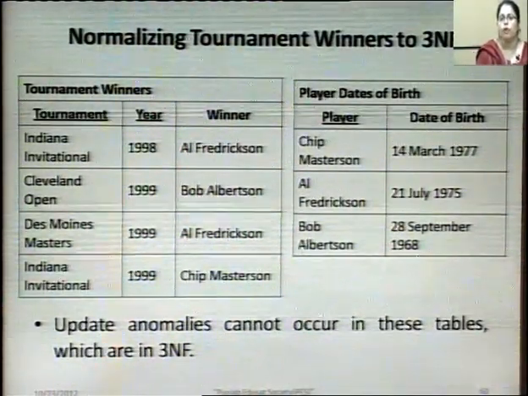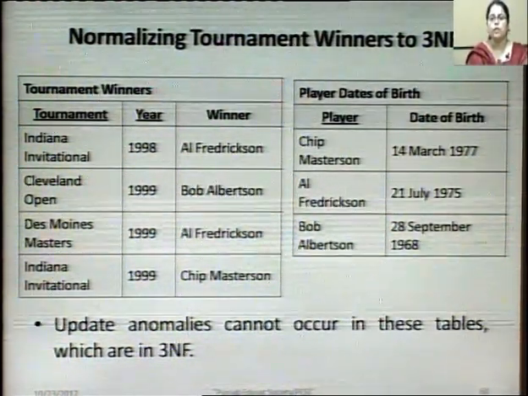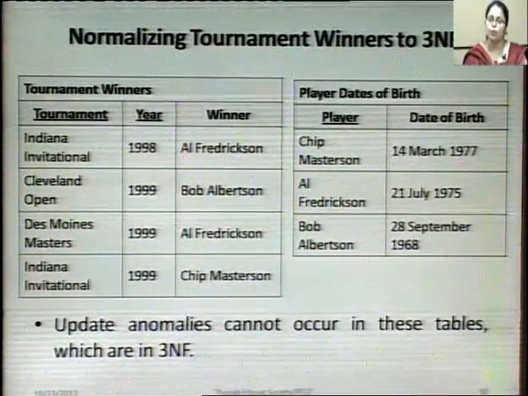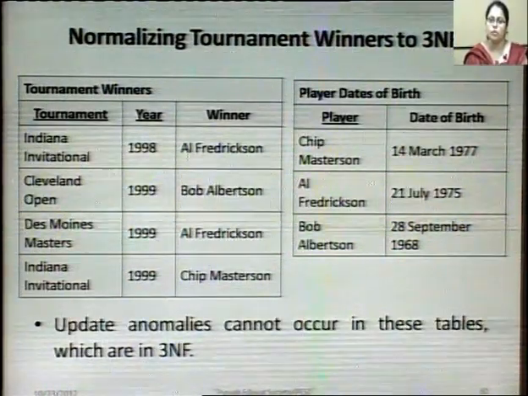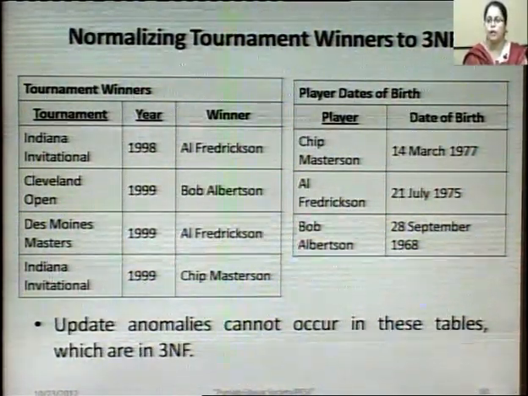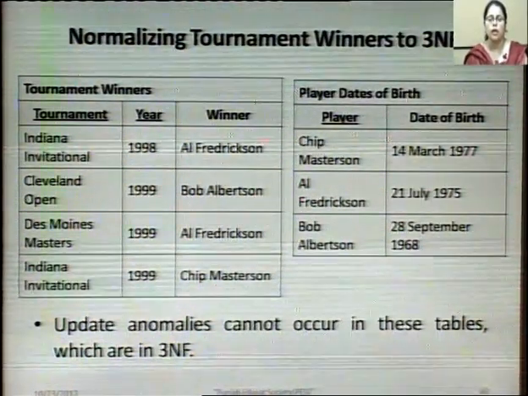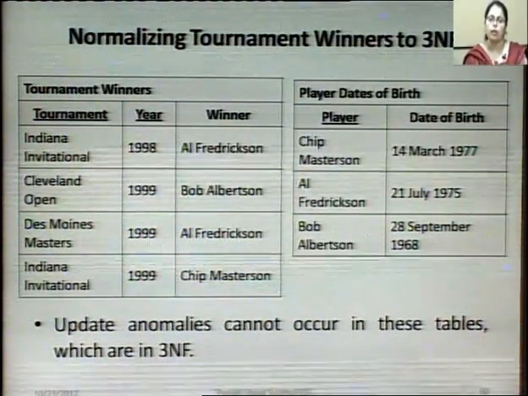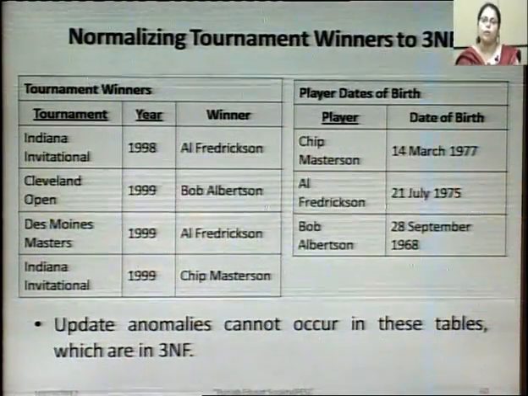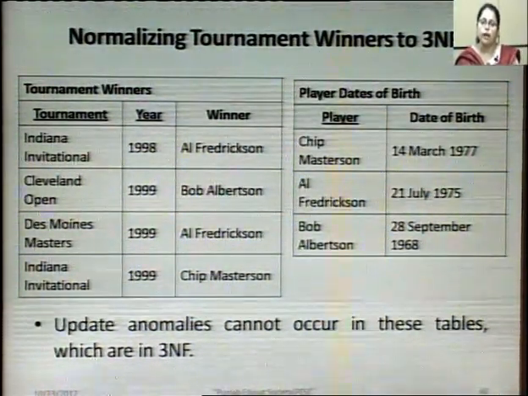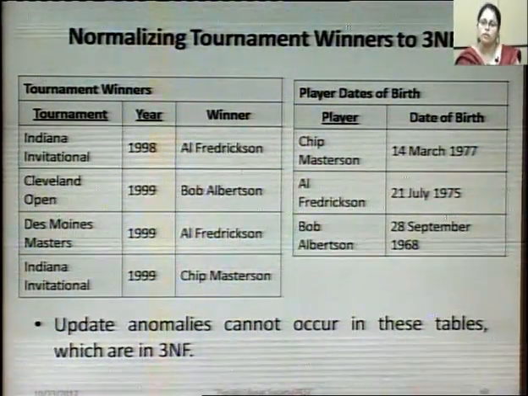Now, for normalizing the tournament winners to third normal form, we have to decompose the original relation into two. In the first relation, tournament, year and winner are kept. In the second relation, player and the date of birth are kept. In the second relation, player is the primary key, and in the first relation, tournament and year are the primary key. So these two relations are in second normal form because the non-prime attribute in the first table is winner, and it is fully functionally dependent on tournament and year, and also there is no transitive dependency.